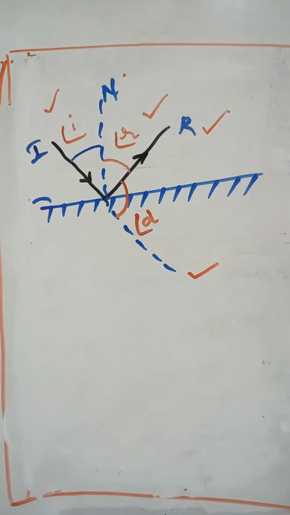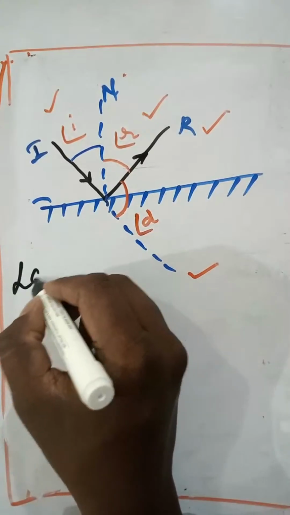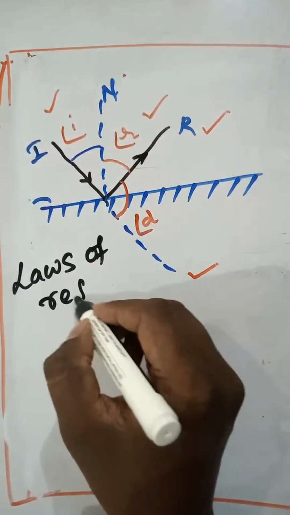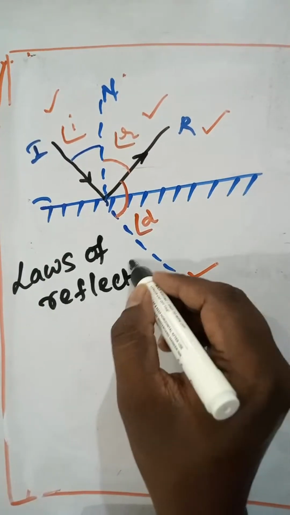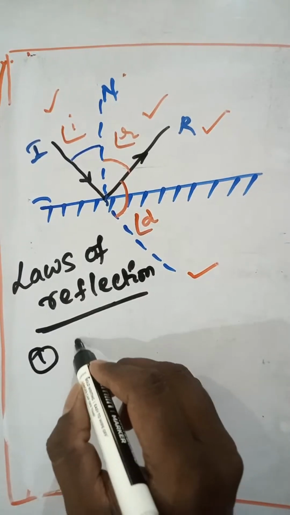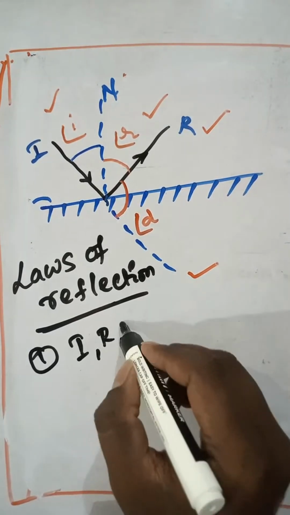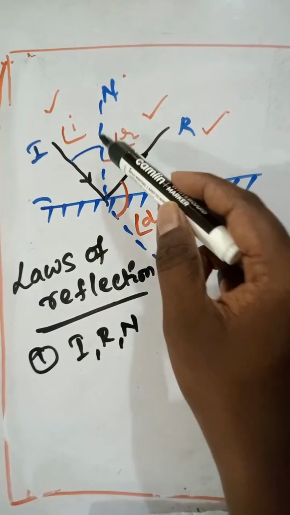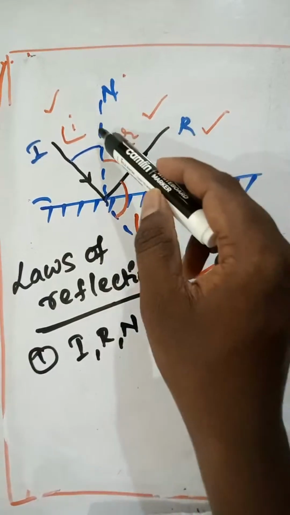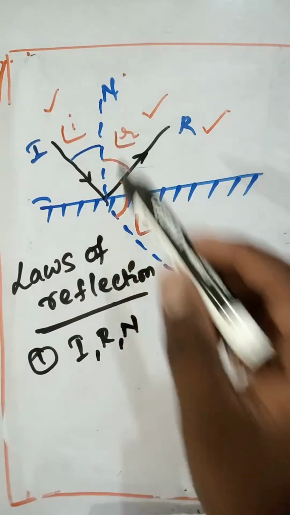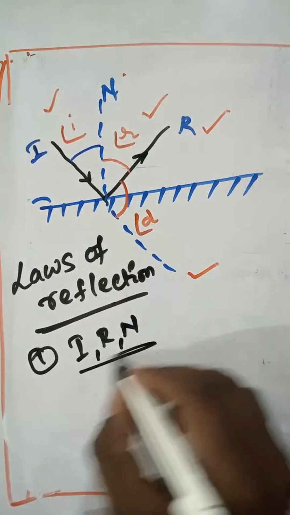So, laws of reflection. There are two laws of reflection. What are those? The first point is that the incident ray, reflected ray and normal line lie on the same plane.